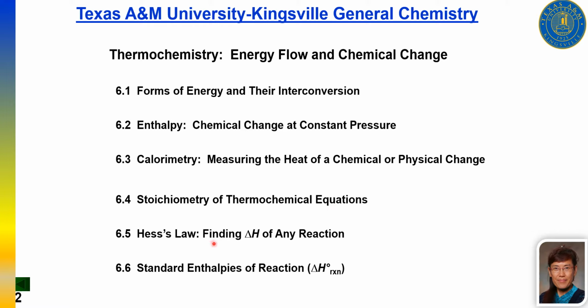We are going to learn how to find the delta H of any unknown reaction based on the known reactions. The last topic is related to the standard enthalpies of reaction. We are not going to further discuss them, but you need to know the delta H naught for your reaction. So it's the known value. You can calculate them from the delta H for the formation reactions.